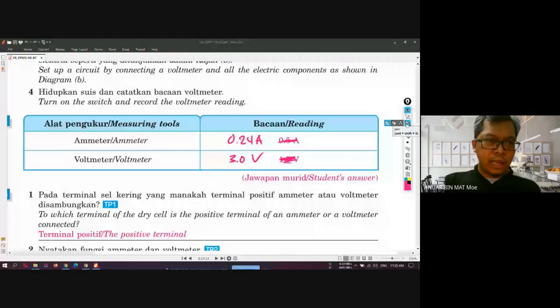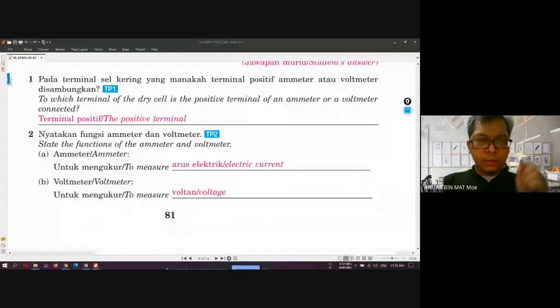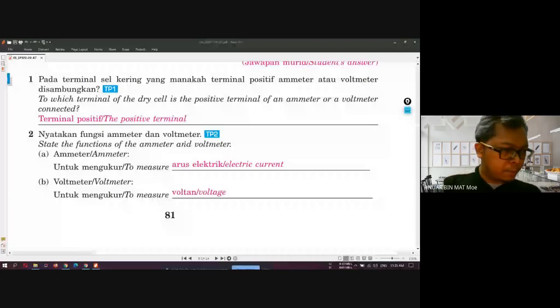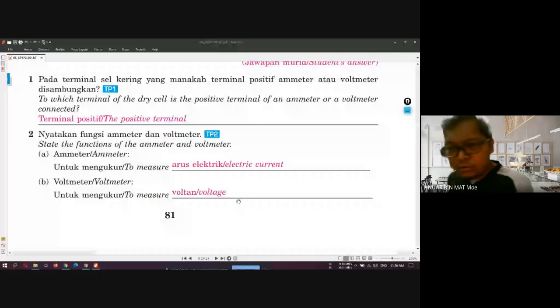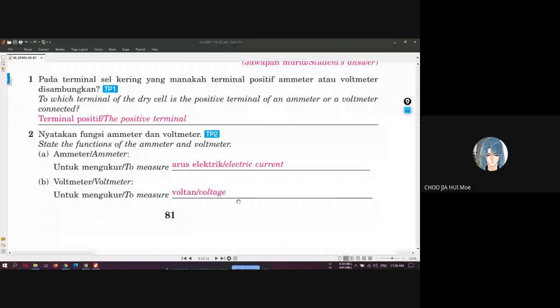Very easy, this one. I already explained this just now. Which terminal of the dry cell is connected to the positive terminal of an ammeter? Of course, like I said earlier, the positive terminal on the ammeter must connect to the positive terminal on the battery. So you write the answer, the positive terminal. Question number 2. State the function of the ammeter and voltmeter. Very easy. Ammeter to measure electric current, voltmeter to measure voltage. Can you get it? Can I continue to the next pages? Okay, thank you very much.